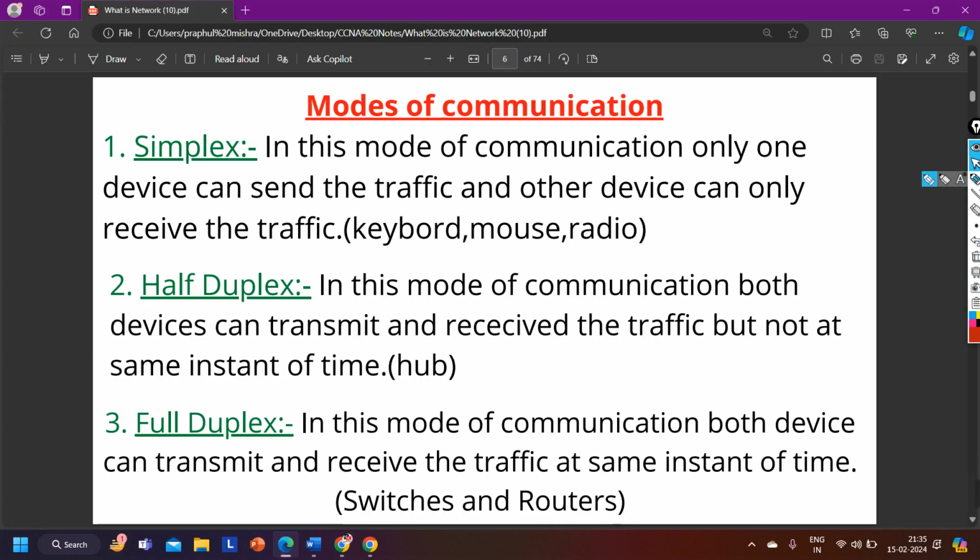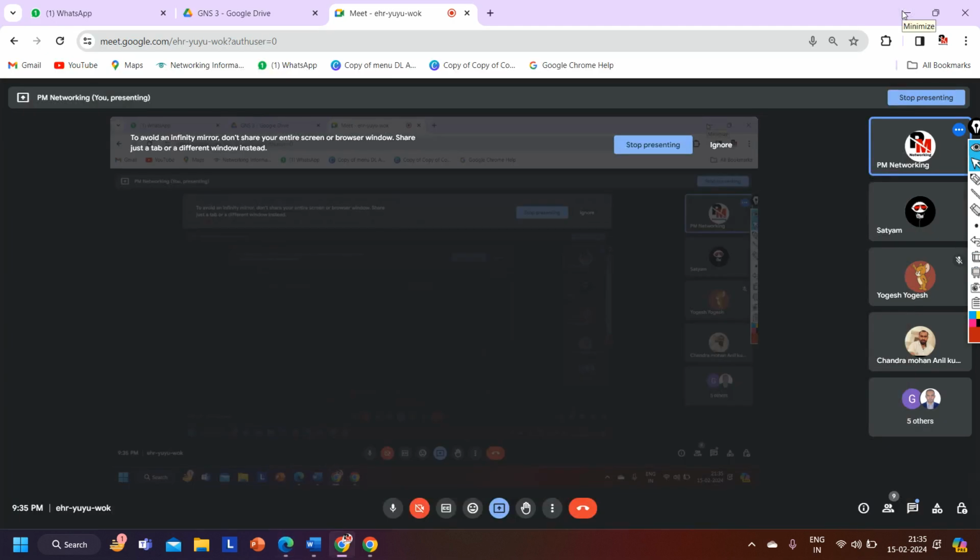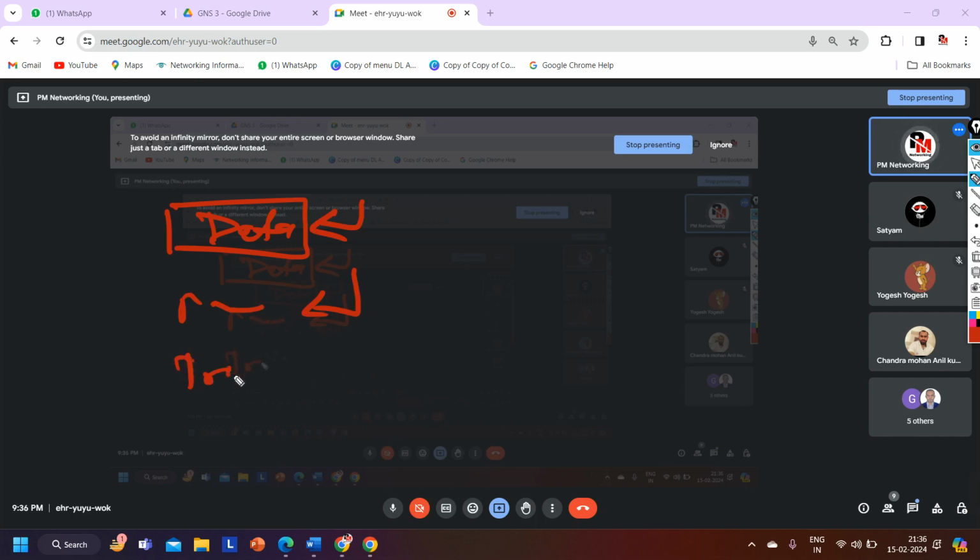See here. In technical words, you can say in this mode of communication, only one device can send the traffic and the other device can only receive the traffic. Examples of simplex can be your keyboard, mouse, radio, right? Traffic means again your actual data, your information. Sometimes I will say data, sometimes I will say information, sometimes I will say what? Traffic. Got it?